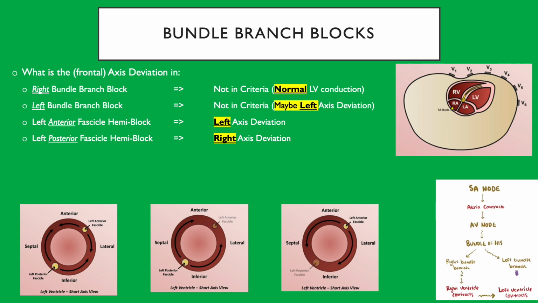Normally the bundle of His will go down. The vector will go downwards, but when you have a left block, this is the axis normally, so it's going like this. But when I go through this way, then the axis is like this. So that's a left axis deviation, right? Instead of going this way, I'm going that way. So the axis is left. When you have a left bundle branch block, you may have left axis deviation, okay? Because the left ventricle is too big and it's going to affect the axis. But when you go the other way around, the right ventricle is too small, so you don't have so much axis deviation, okay?